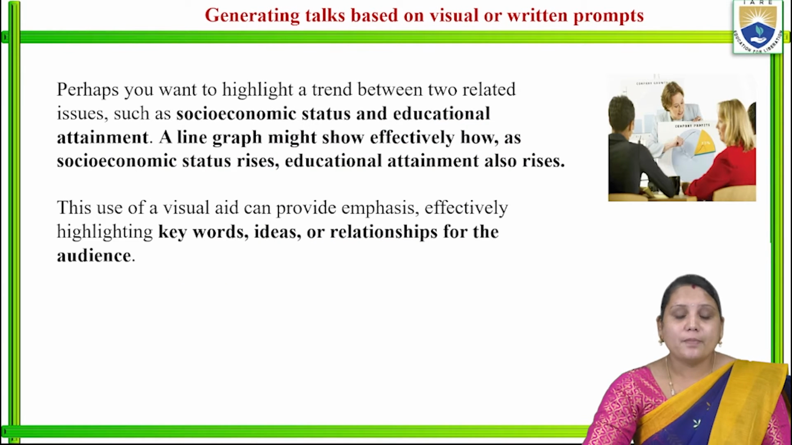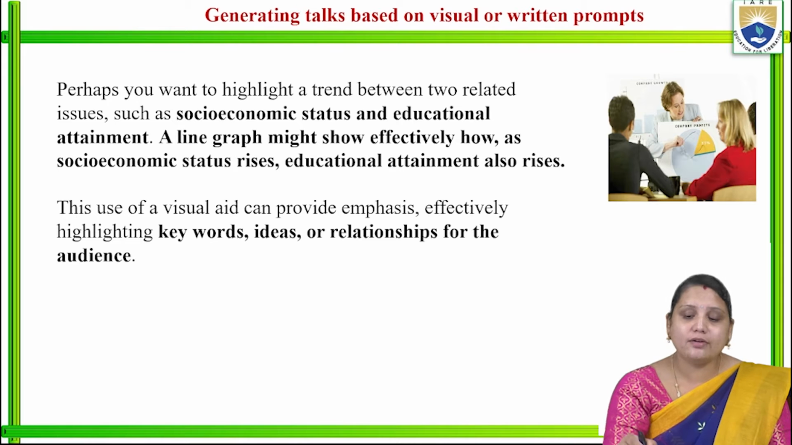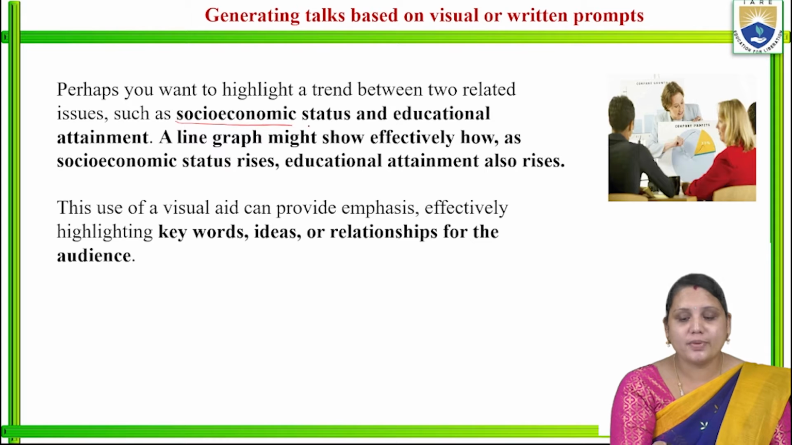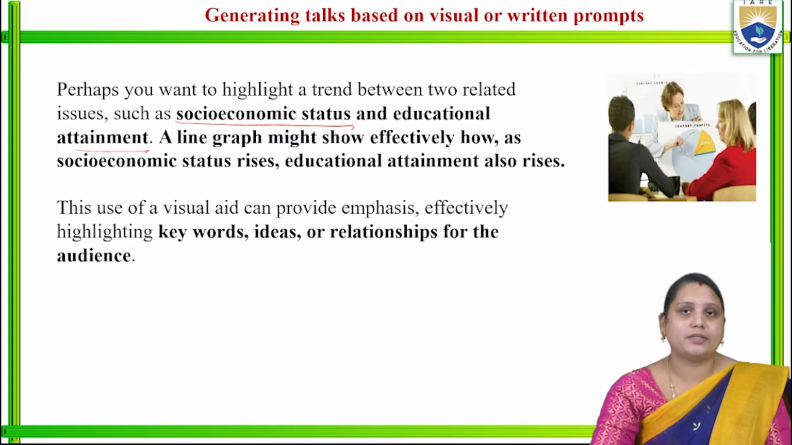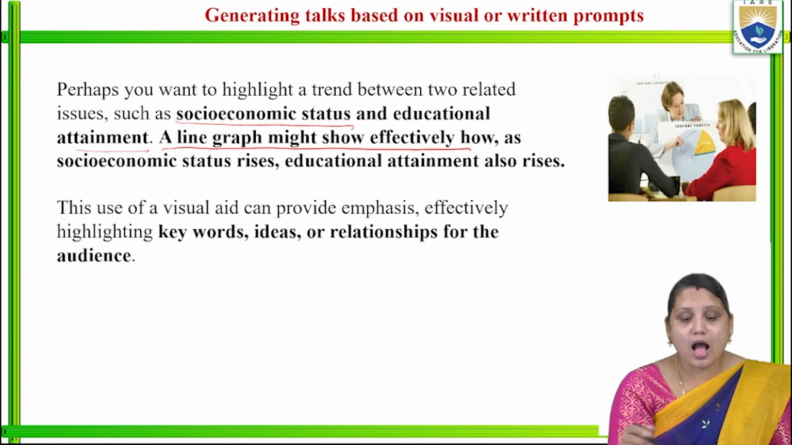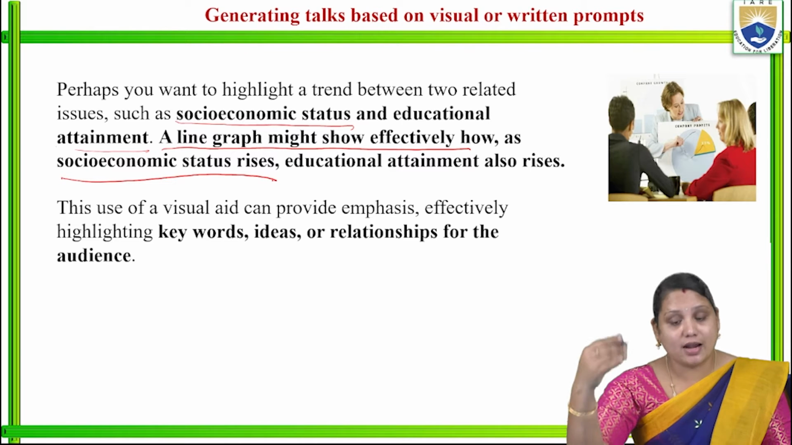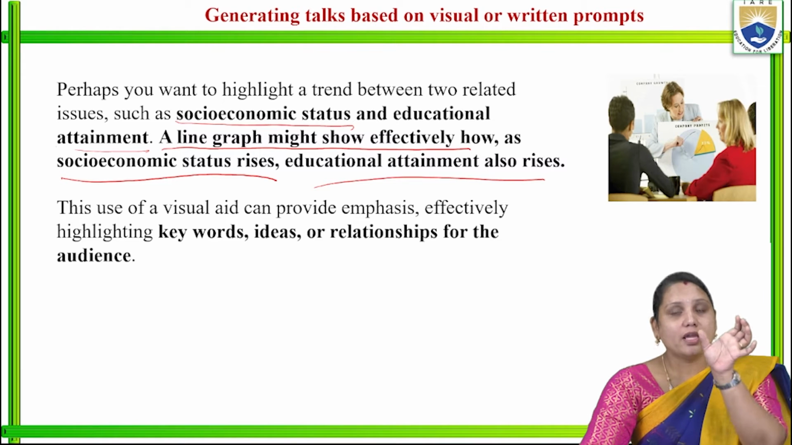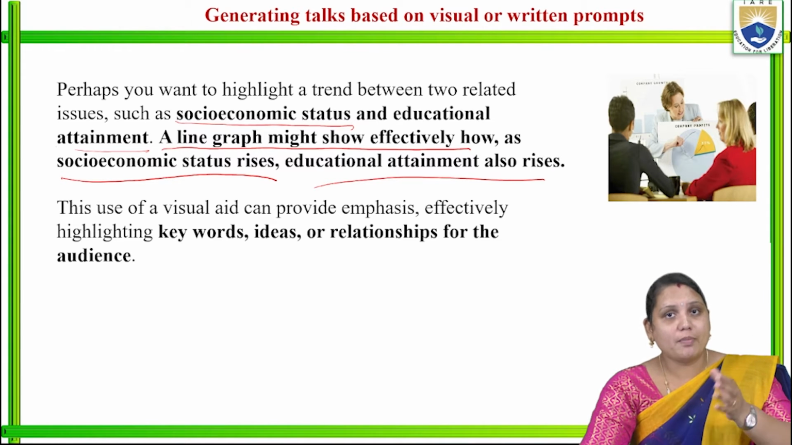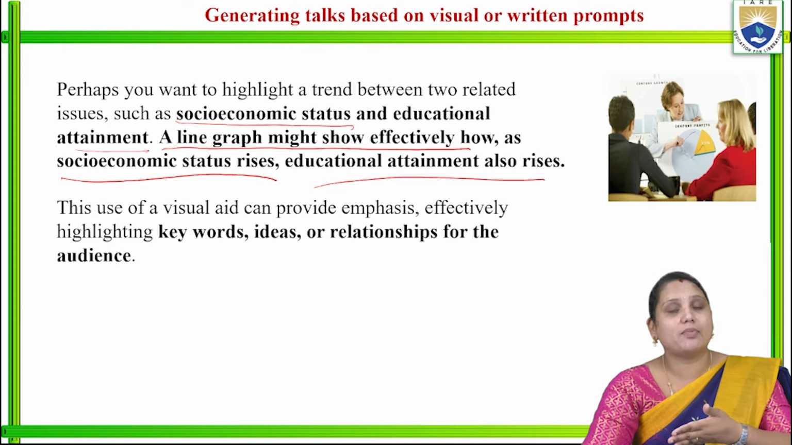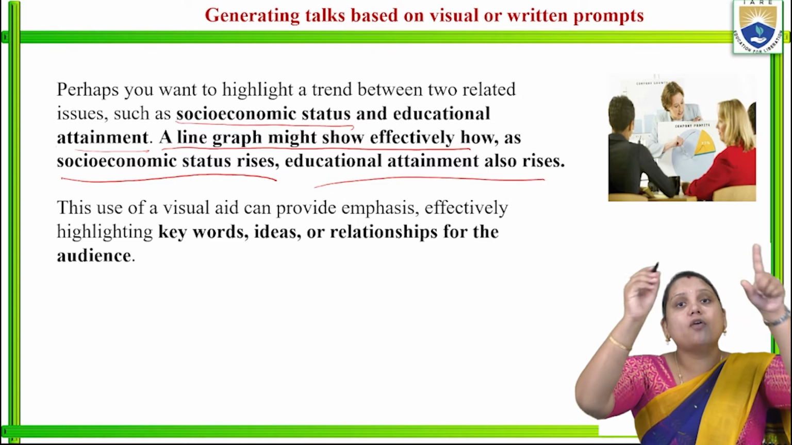Next, perhaps you want to highlight a trend between two related issues such as socio-economic status and educational attainment. Okay, how are you going to represent that? A line graph might show effectively how socio-economic status rises and educational attainment also rises. So, if you want to show or talk about the relationship between socio-economic status and educational attainment, you can show it in the form of a graph.